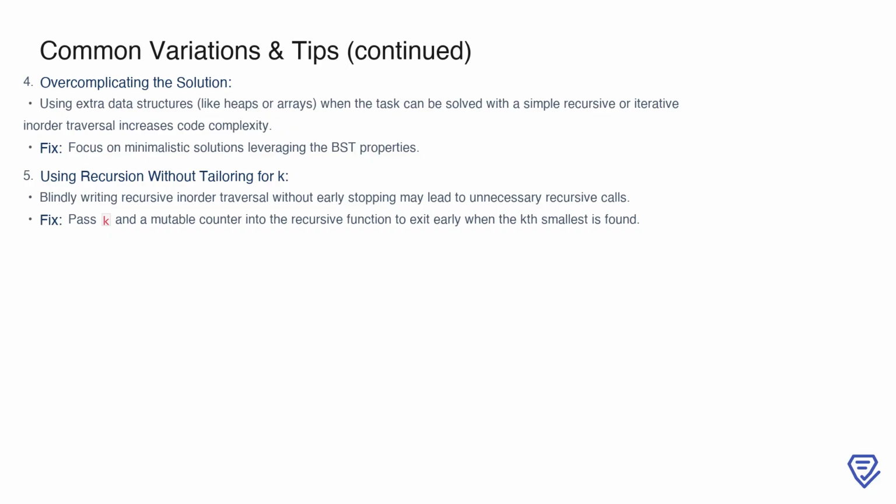Additionally, recursion itself can become inefficient if not tailored for this specific task. Writing a standard recursive inorder traversal without stopping early can result in extra, unnecessary recursive calls. A better approach is to pass both k and a mutable counter into the recursive function, allowing you to exit the recursion as soon as the kth smallest element is found. This early stopping mechanism improves both time and space efficiency.